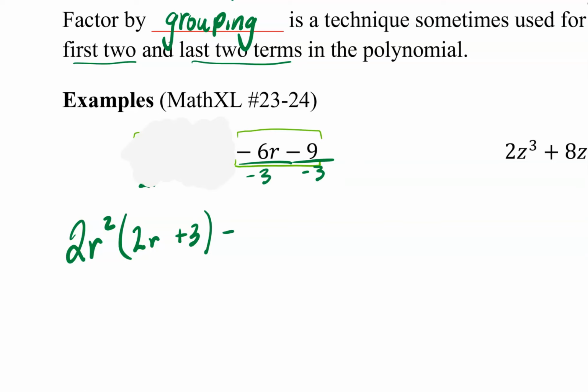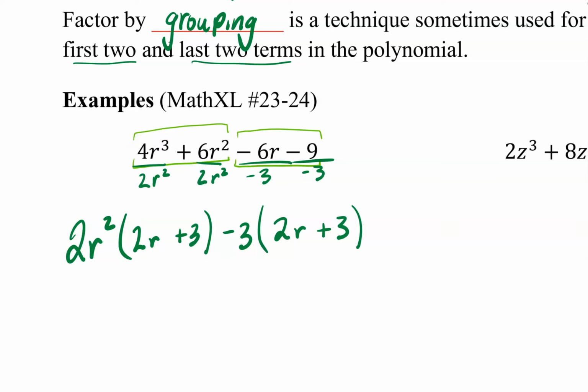So if I write down my -3, that's becoming our common factor for the last 2 terms, we can indicate what's left. -6 divided by -3 is positive 2. And this r has nothing to divide by, so it stays behind. And then at the end we have a -9 divided by a -3, which turns into a positive 3. And we've now again factored by grouping because we found GCFs amongst the first 2 terms and the last 2 terms of the polynomial.